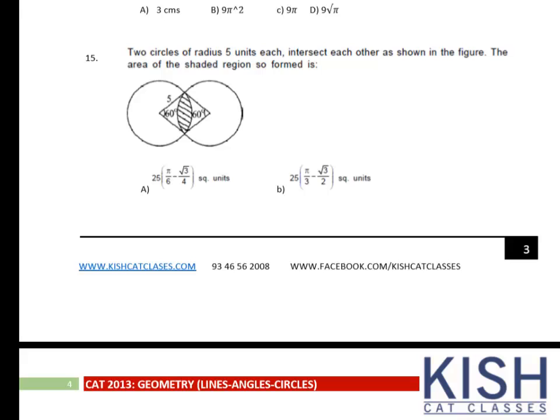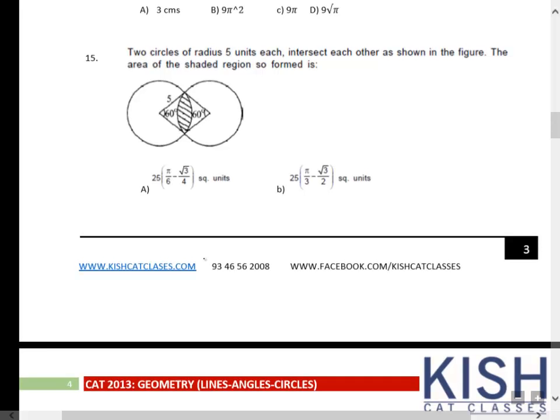Remember, the shaded region is not in the shape of a common geometrical figure. It looks like a curved shape actually. So how will you find that one? Remember, why is 60 degrees given? Why not 40? Why not 50? How will you find it?